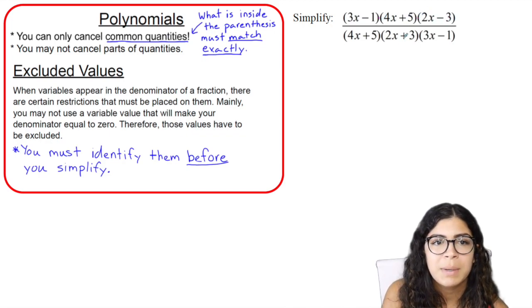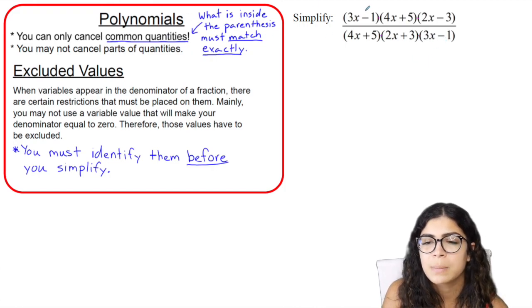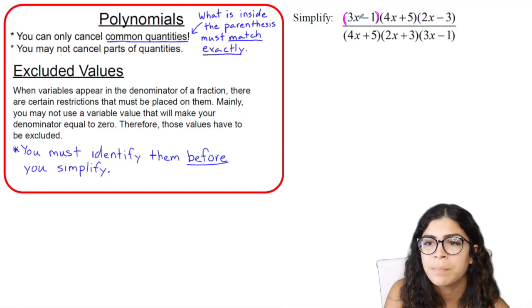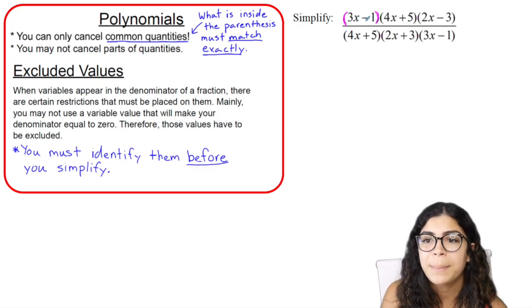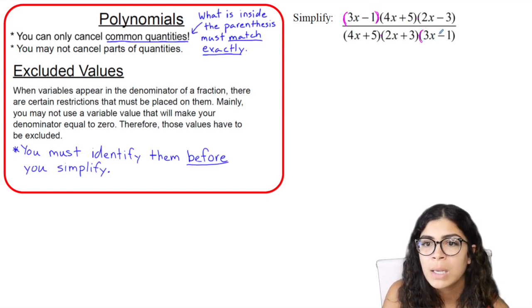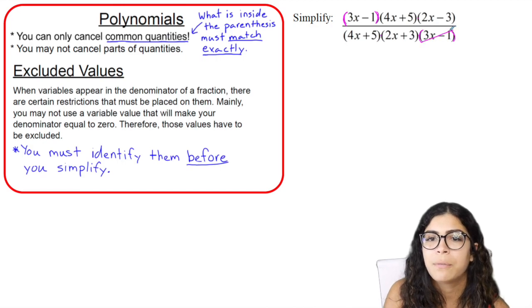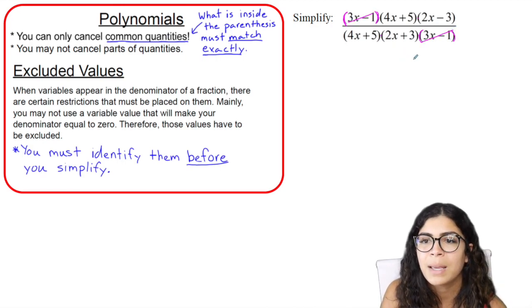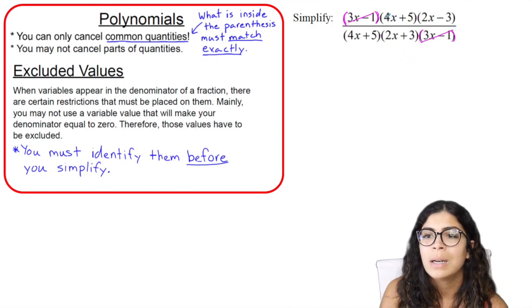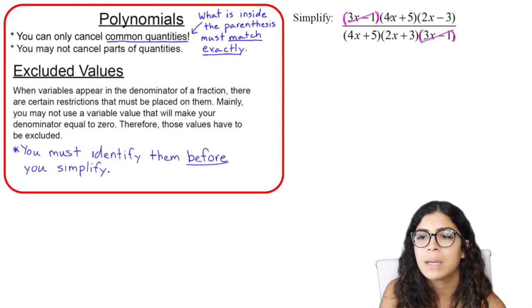So using that same idea as before, this is a factor because it's all in parentheses. So the factor here is 3x minus 1. So you have that 3x minus 1 factor on top, and you also have that same factor on the bottom. So 3x minus 1 divided by 3x minus 1 would cancel. Same thing with 4x plus 5. Do you see how we have 4x plus 5 both on the top and the bottom? That cancels.